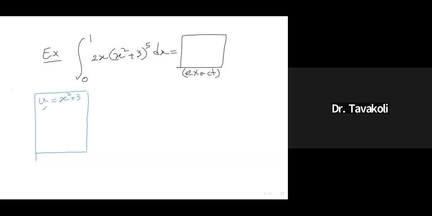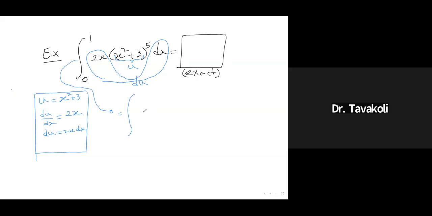And du over dx, or the derivative of u with respect to x, is 2x. In other words, du is 2x dx. So inside this parentheses, we took it as u, and 2x dx is du. So the integral becomes the integral of u to the 5 du.